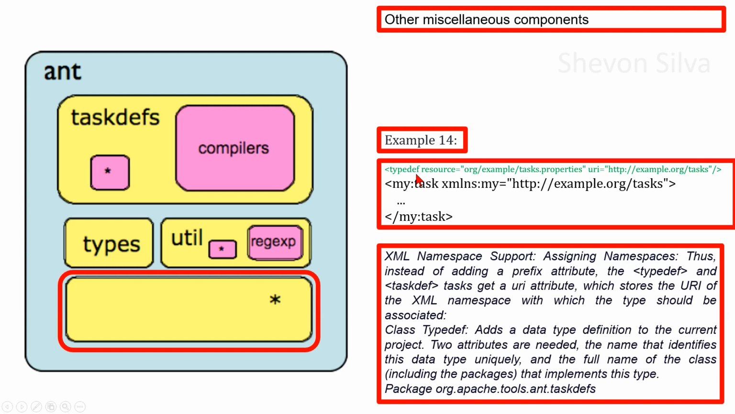Adding a prefix attribute to typedef might have been enough, but XML already has a well-known method for namespacing. Thus, instead of adding a prefix attribute, the typedef and taskdef tasks get a URI attribute which stores the URI of the XML namespace with which the type should be associated.